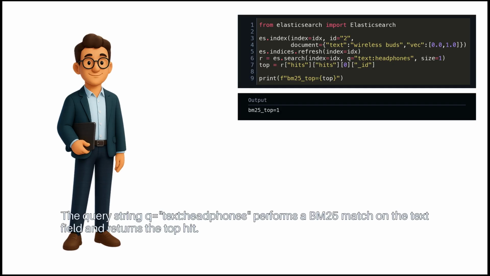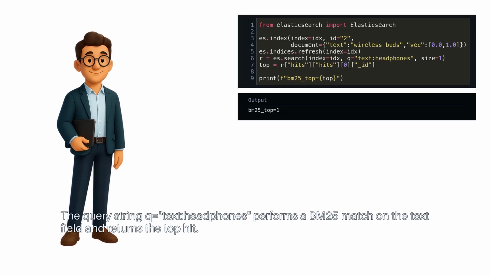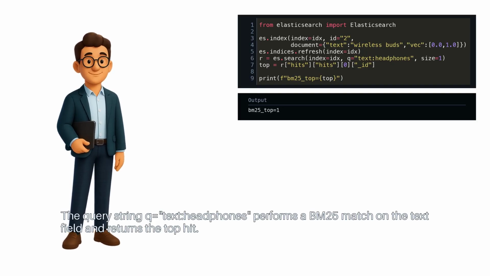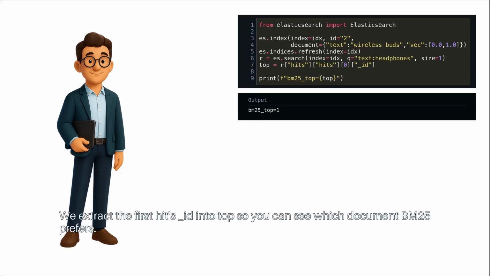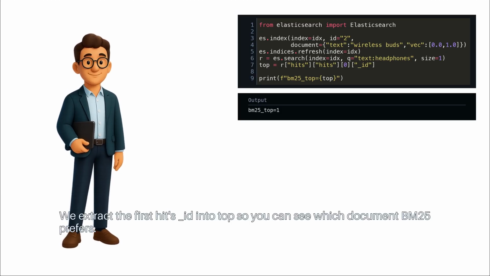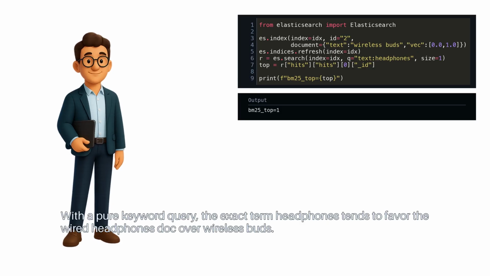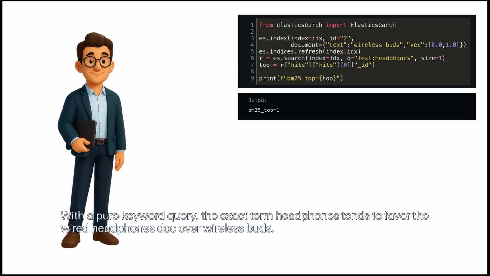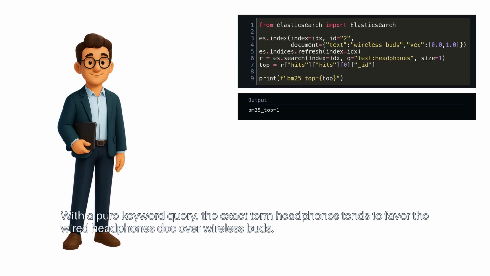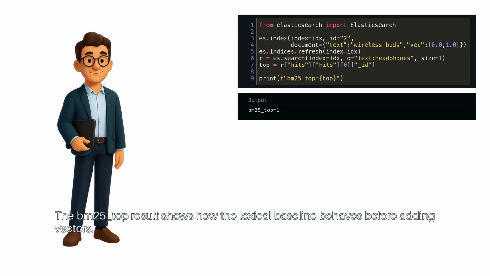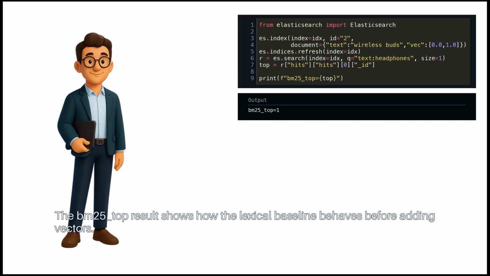The query string Q equals text headphones performs a BM25 match on the text field and returns the top hit. We extract the first hit's underscore ID into top so you can see which document BM25 prefers. With a pure keyword query, the exact term headphones tends to favor the wired headphones doc over wireless buds. The BM25 top result shows how the lexical baseline behaves before adding vectors.